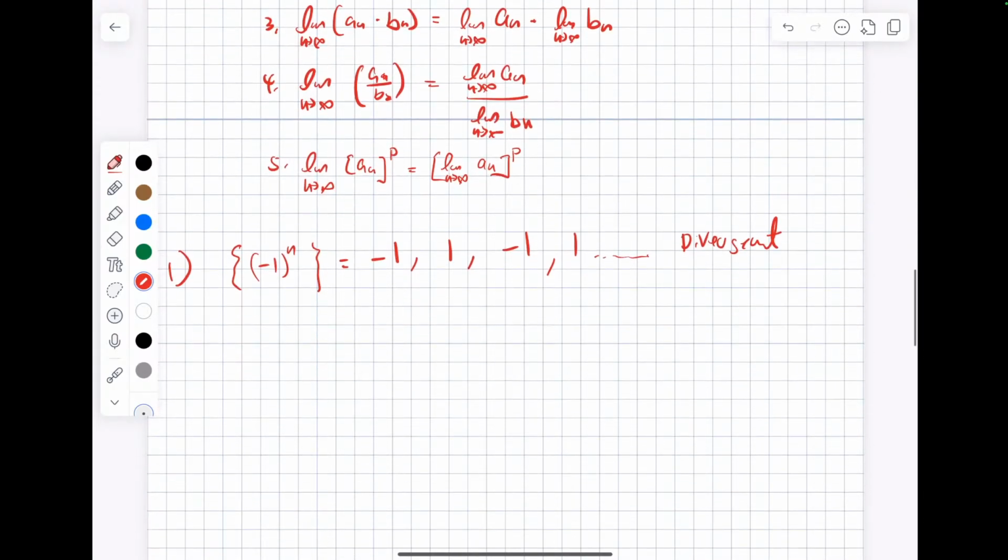All right. The second situation I'm going to talk about is what if I have a sequence that looks like this? Does this converge or diverge? It goes to infinity. Mm-hmm.